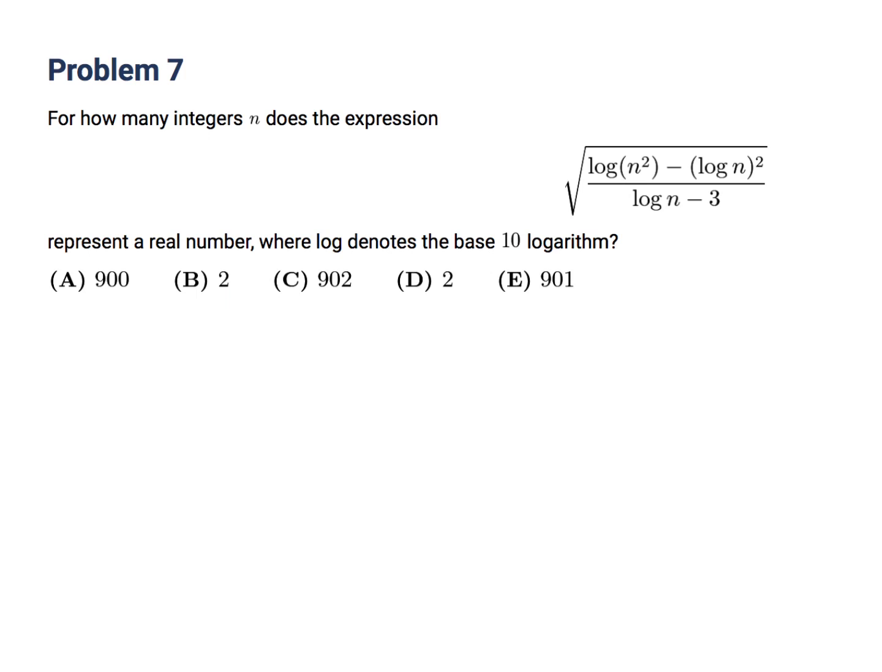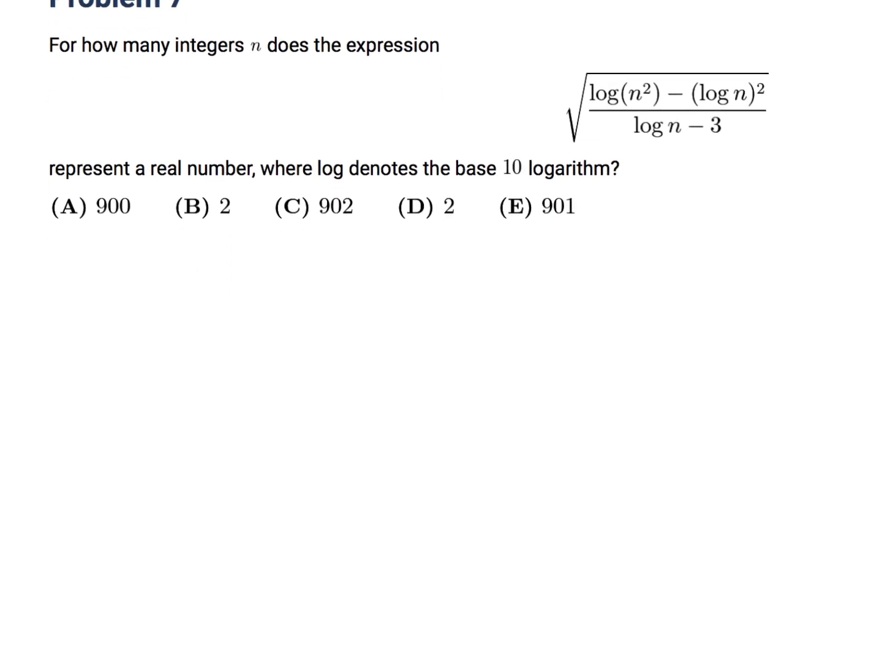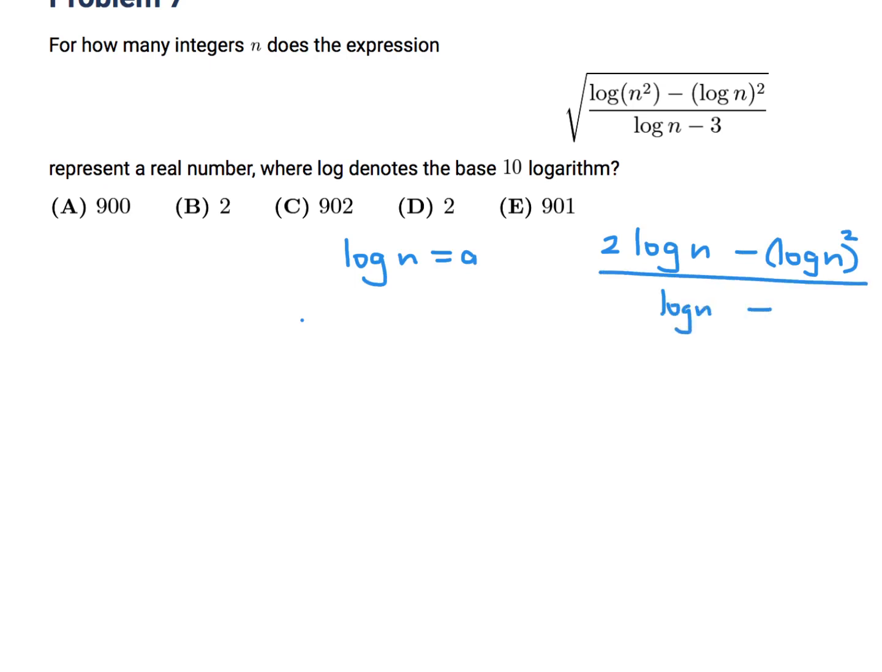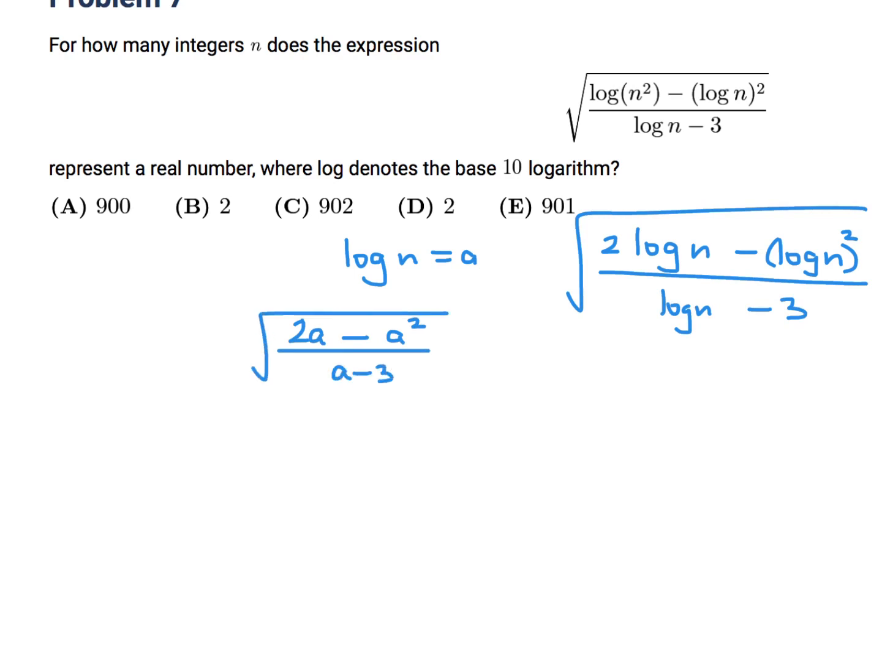How many integers n does the expression represent a real number, where the log denotes base 10 logarithm? Let's see if we can simplify this. Let the log of n equal a. So this expression initially is the log of n squared, but we can put the 2 out front like that, and then it will be the log of n all squared, and then the rest is the same. By making that substitution, I can make it as 2a minus a squared over a minus 3, all under the square root sign.